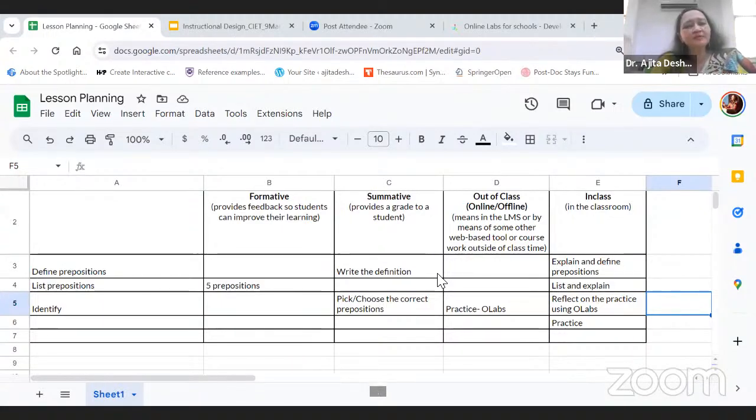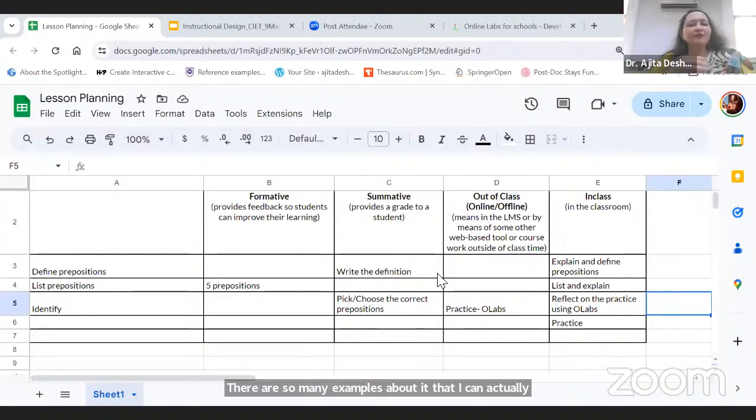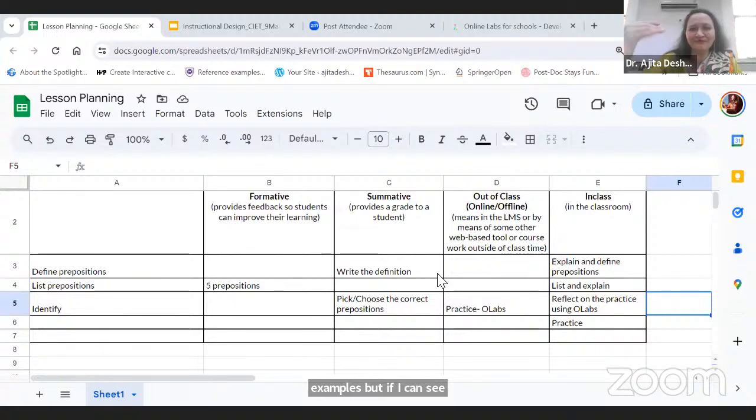There are so many examples about it that I can actually take. We can actually discuss one session. We can keep a session only to discuss how people have done all these examples. But if I can see your hand raised, only if it is not about how do we do this, and like we don't have things, then how do we do it? Then I think it's not the part of this particular session.